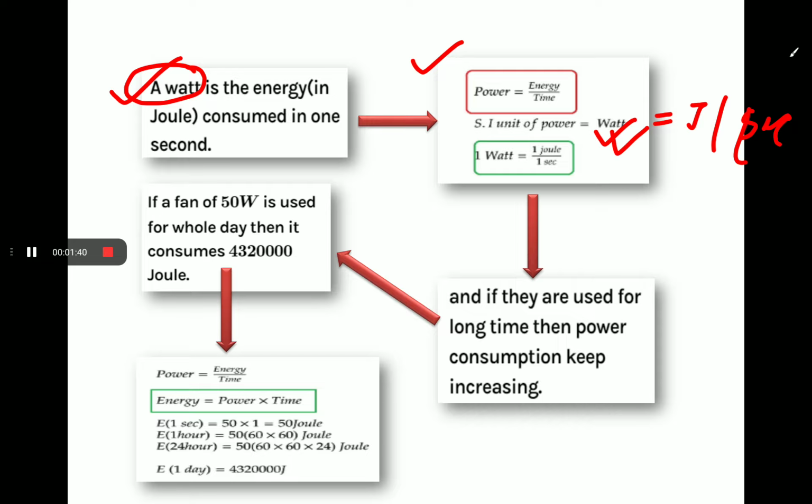hours. But this amount of energy is very large, and when the amount of energy is very large, then it is converted into kilowatt hour. Here it is converted into kilowatt hour, and this kilowatt hour is known as the commercial unit of electrical energy. Now we will see how we convert joule into kilowatt hour.